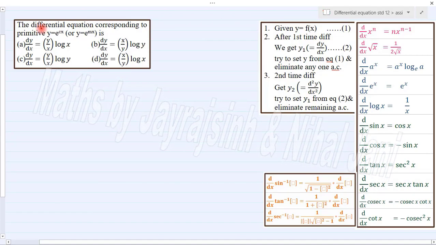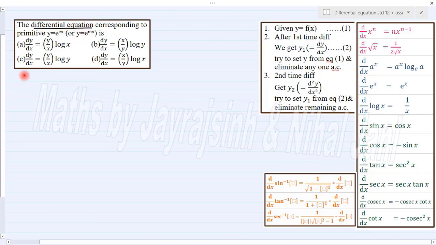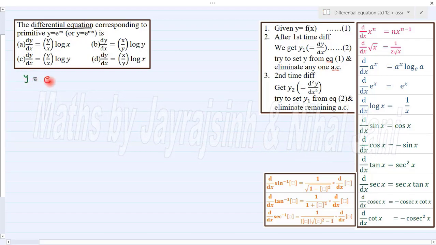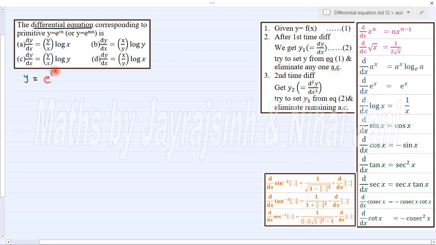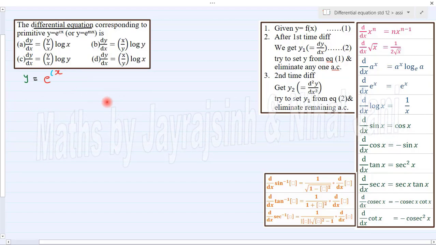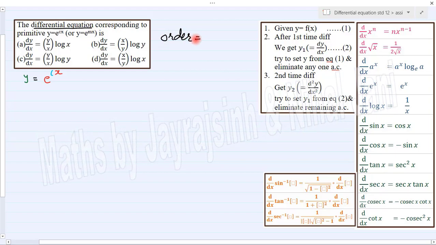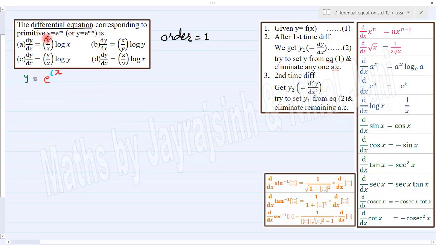In this question, we have to find the differential equation of y is equal to e raised to cx, or it may be e raised to mx. In both equations, our arbitrary constant is only 1. So our order of differential equation must be 1. So we are allowed to differentiate our equation only one time.